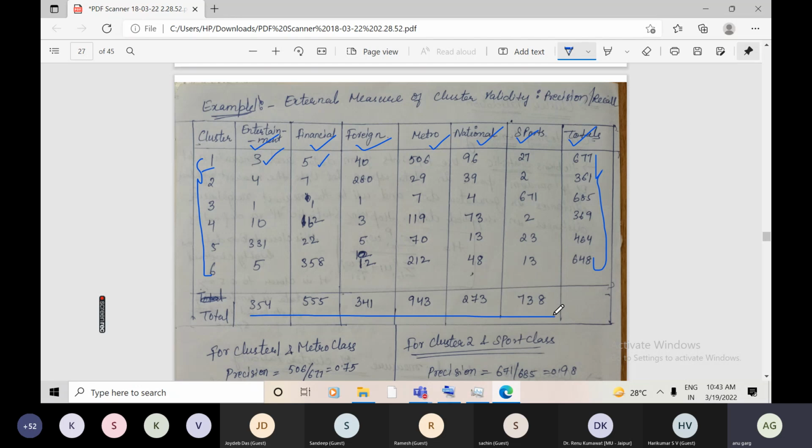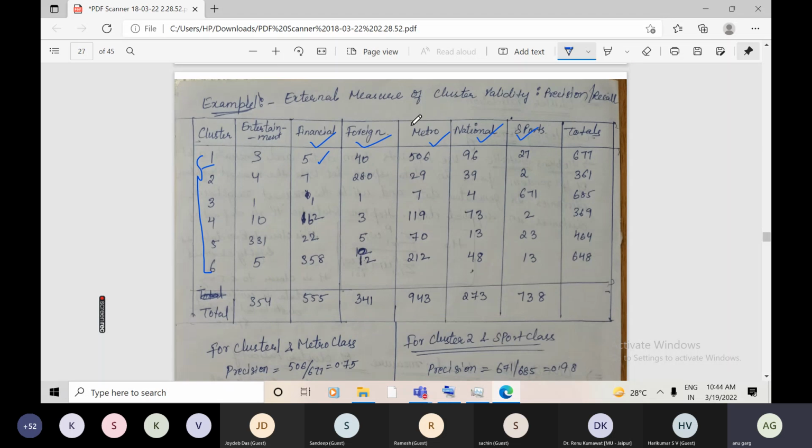But you need to understand what this total is. So if you see this total, this is nothing but the total number of objects in cluster 1. And if you see across vertical, this is the total number of objects present in the entertainment class. Okay, you need to understand this. That's how we are going to calculate precision and recall.